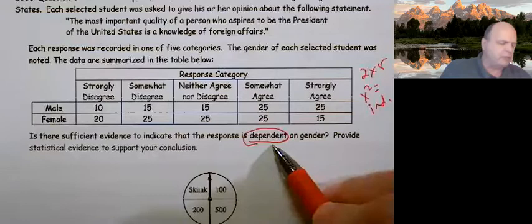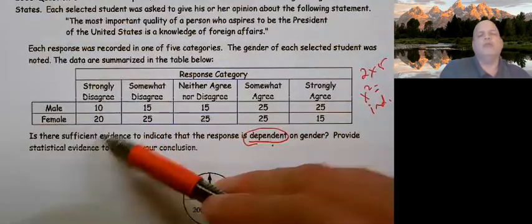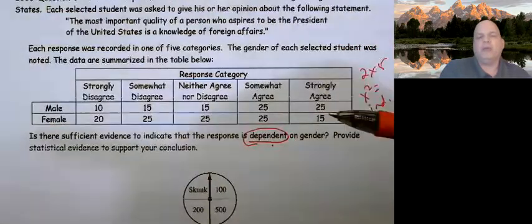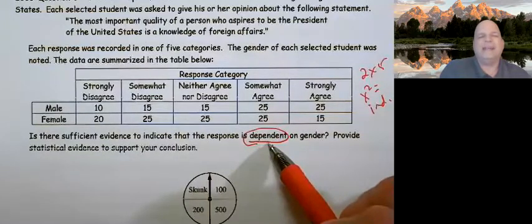Now let's look at this. If they said males match the females, that would be different. Then we might be into a problem. That might be goodness of fit. But here they want to know, are they dependent? And since they're saying, are they dependent? The answer is no, right?